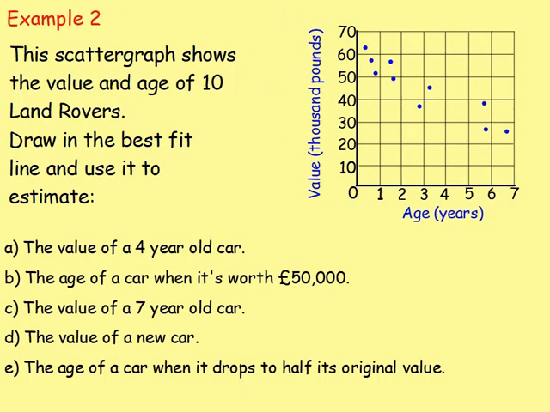Let's try an example then, using the best fit line. So example 2, this scatter graph shows the value and age of 10 Land Rovers. Draw in the best fit line and use it to estimate part A, the value of a 4-year-old car, B, the age of a car when it's worth £50,000, C, the value of a 7-year-old car, D, the value of a new car, and E, the age of a car when it drops to half its original value. So the first thing you want to do is draw in the best fit line.